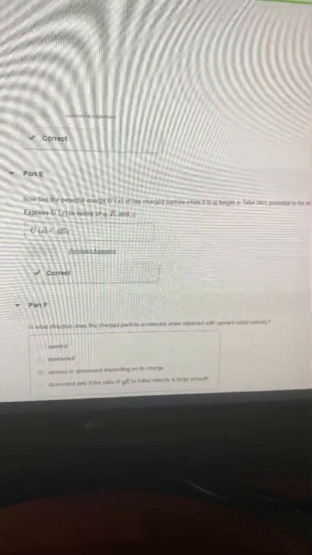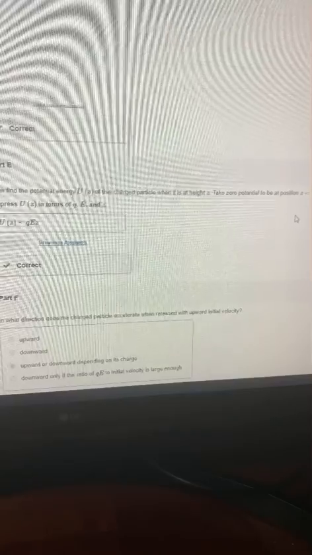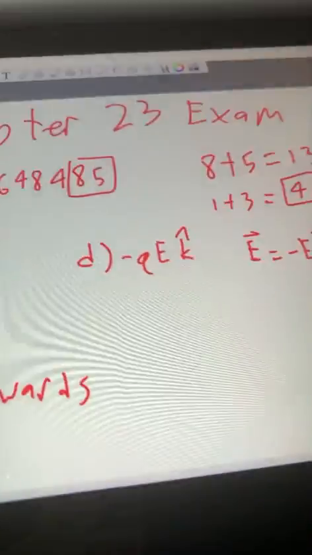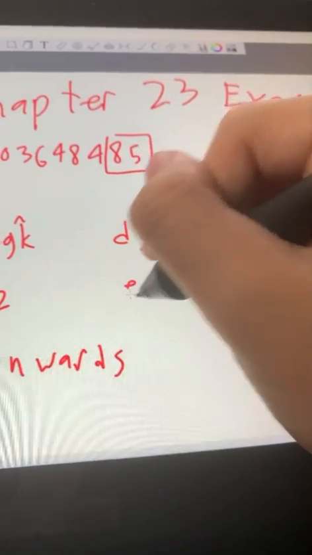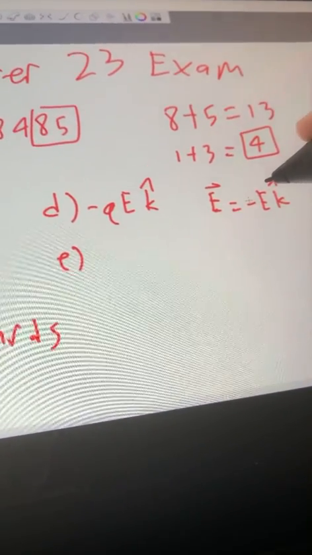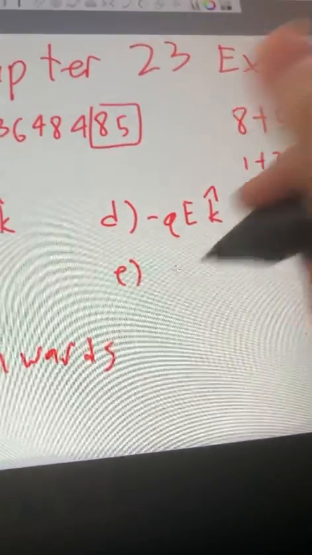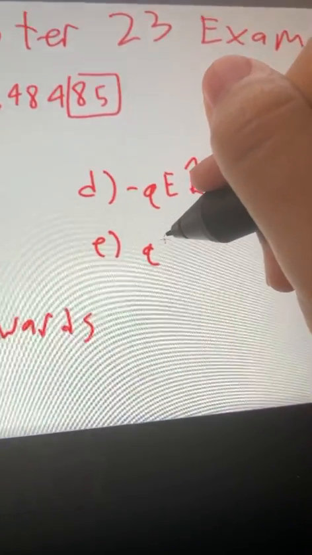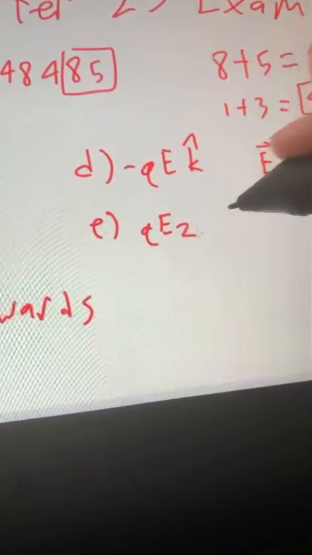Part E asks us, now find the potential energy Uz of this charged particle when it is at height z. Take zero potential to be at position z equals 0. So we are using the terms Q, E, and z, which for the answer to the equation is the same thing. So it would literally just be Uz equals QEz.